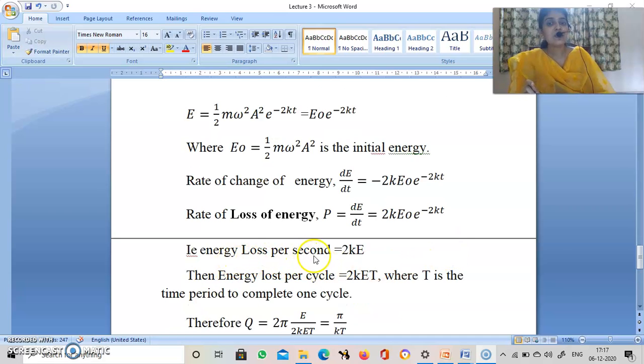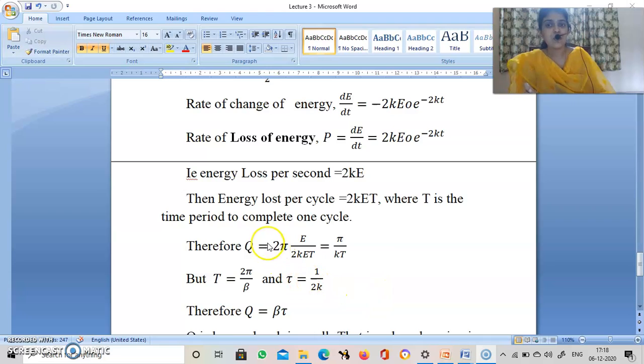So energy loss per second is 2k E. E0 e raised to minus 2kt is nothing but the total energy E. That is per second. So energy loss per cycle: T is the time period to complete one oscillation or one cycle. So we have 2k E into T.